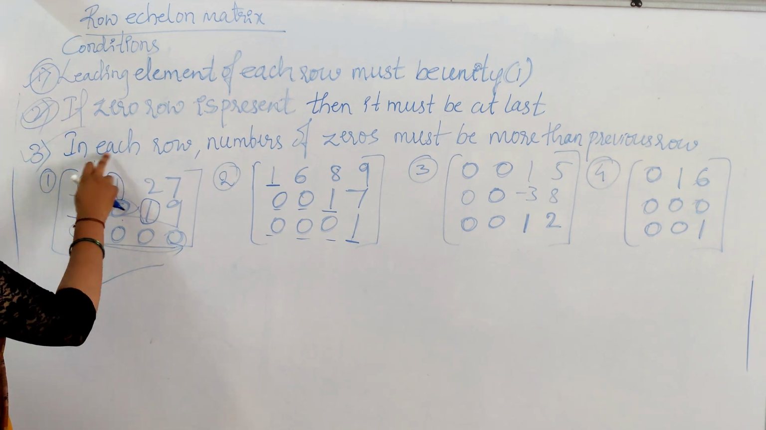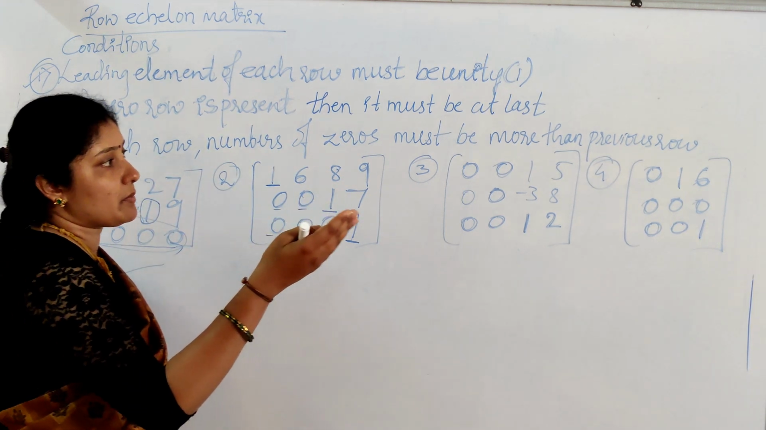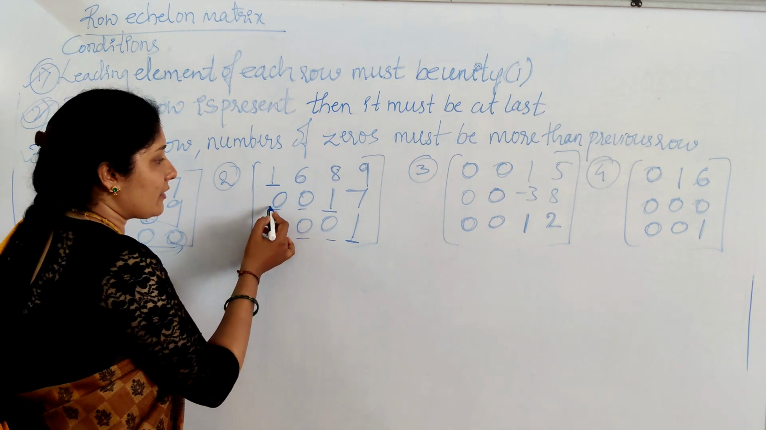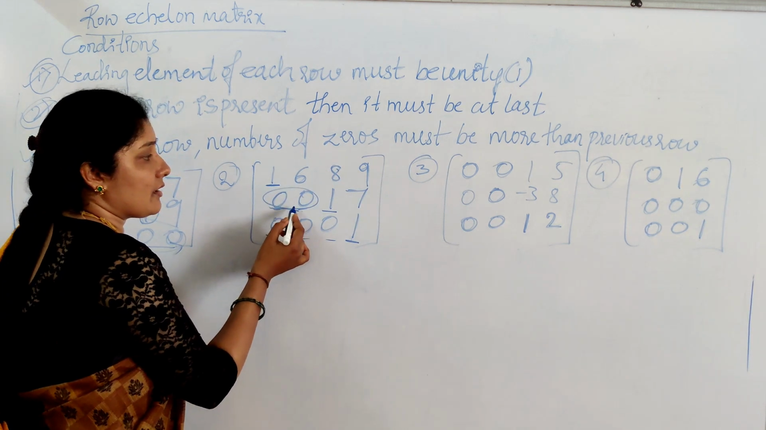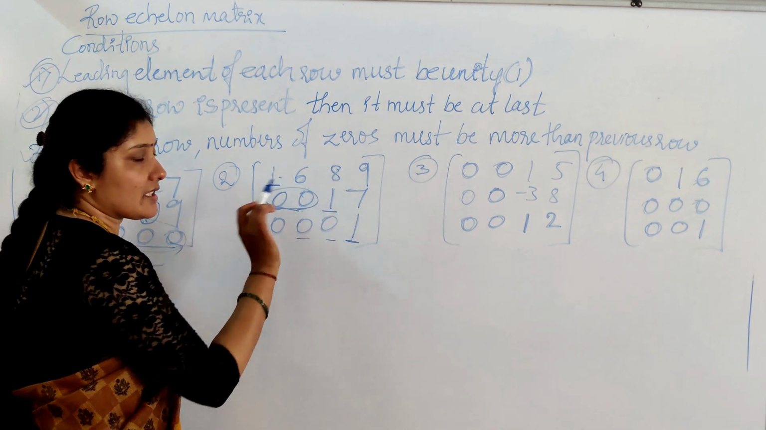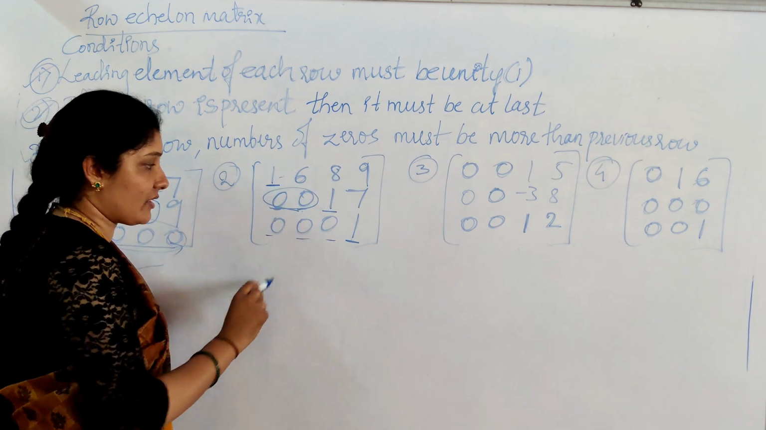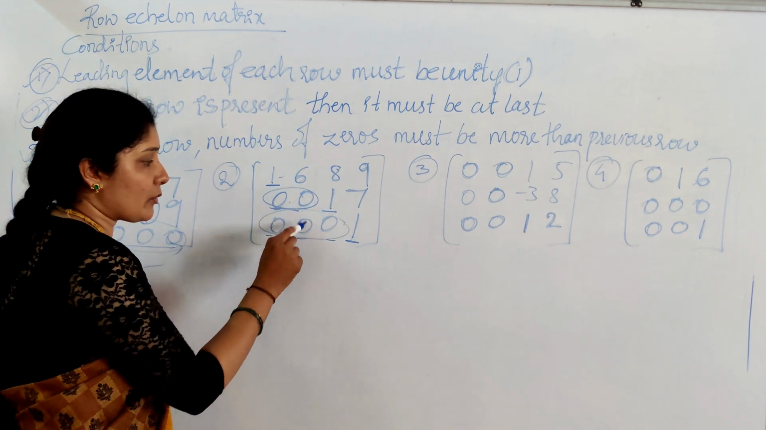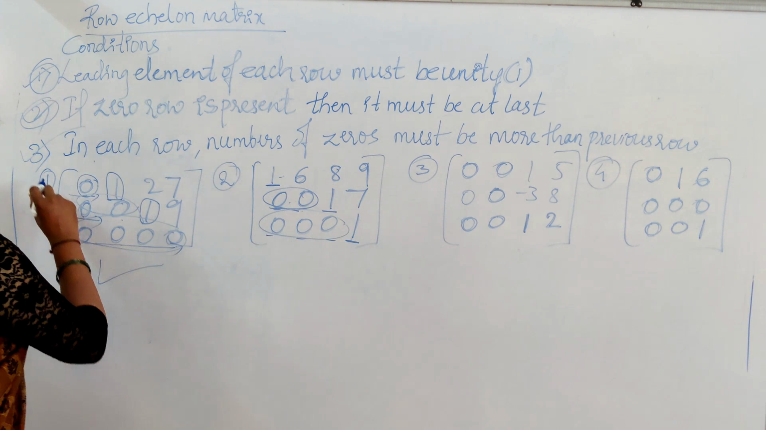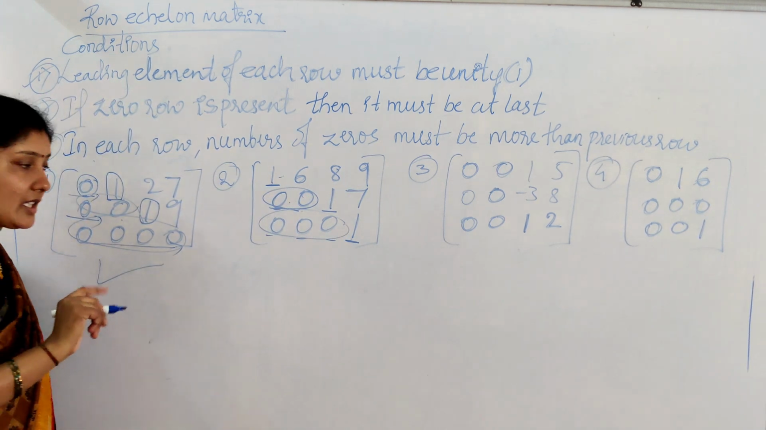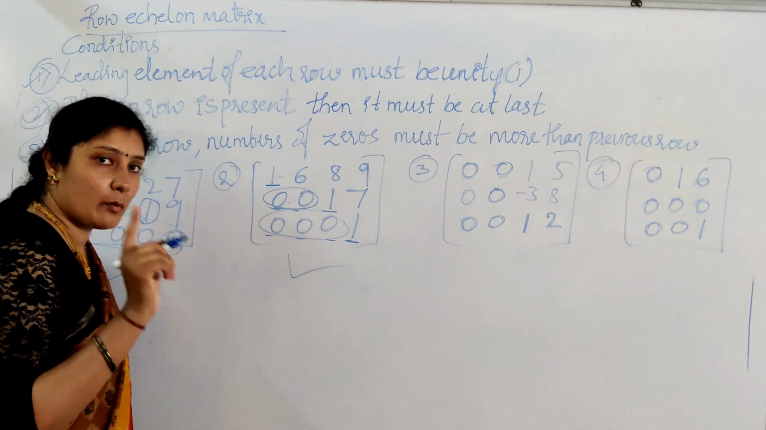Next, in each row, the number of zeros must be more than in the previous row. Here, the number of zeros is 2, and here there is no previous row. So, more than the previous. Here 3, here 2, so more than the previous. Therefore, the third condition is also satisfied. Therefore, it is a row echelon matrix.